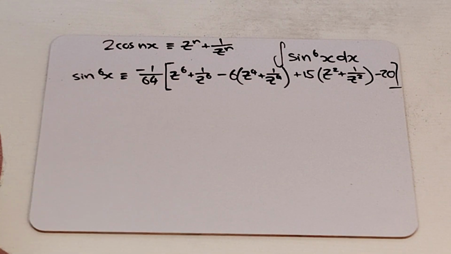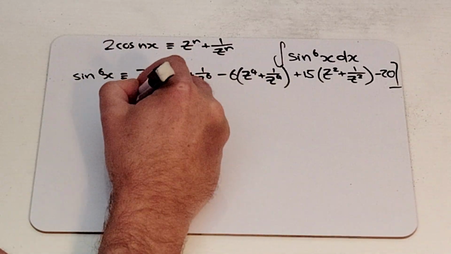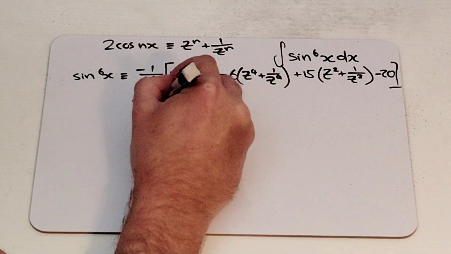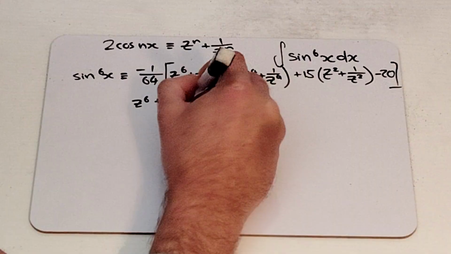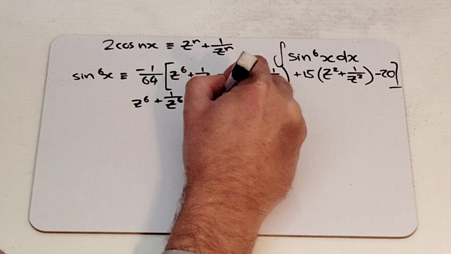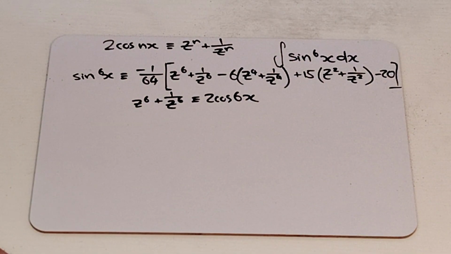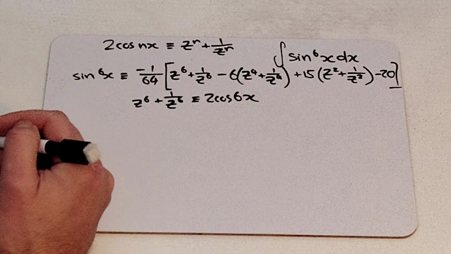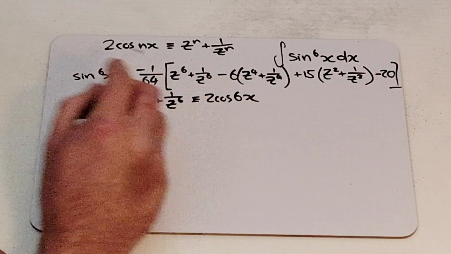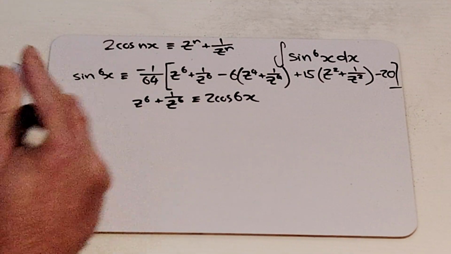So we can also say that, for example, z to the 6 plus 1 over z to the 6 is equivalent to 2 cos 6x. Okay, so if we use that fact, we can put 2 cos 6x in place of z to the 6 plus 1 over z to the 6, and we can also do that term by term.